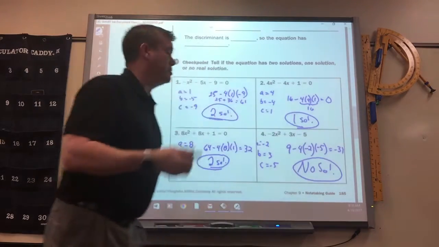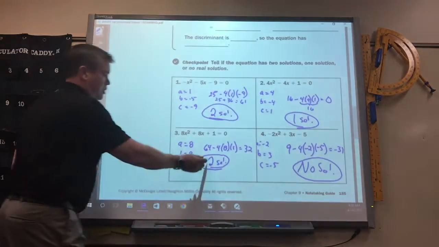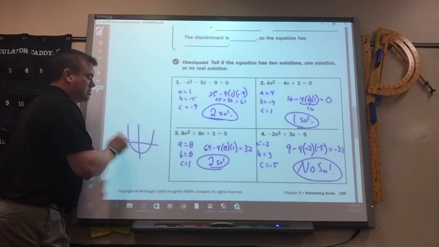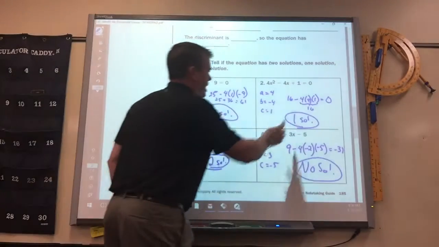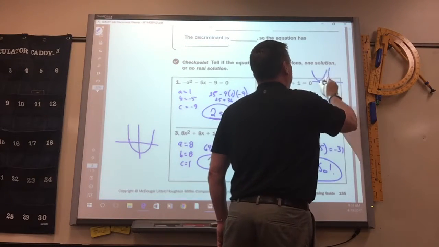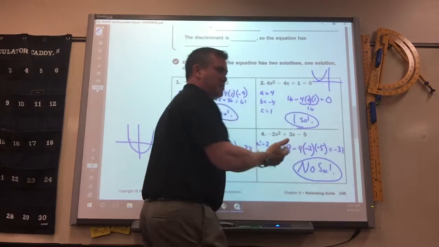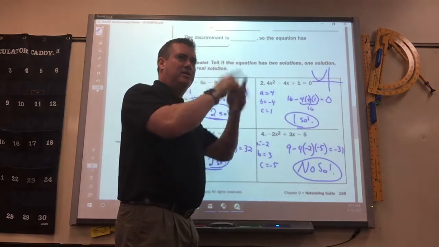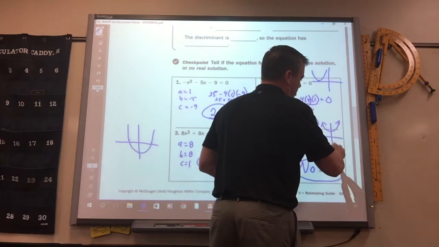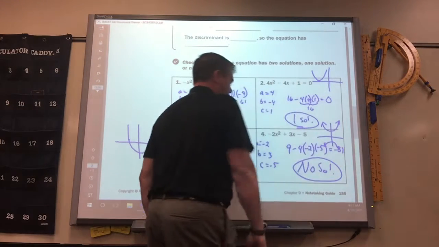Now just to remind you, if you were to graph this one, two solutions means it's going to cross twice, right? If it's got one solution, it's just going to touch at one spot. What happens if there's no solution? It doesn't intersect. It's either a parabola that's above it or below it.